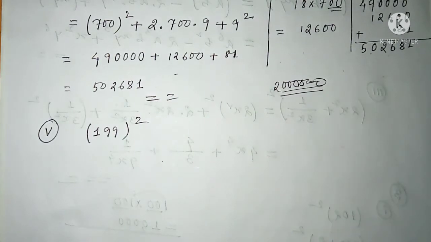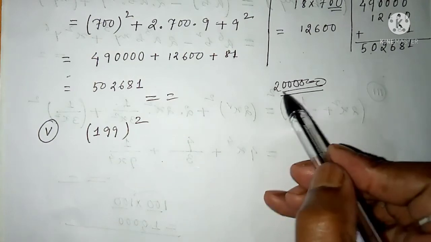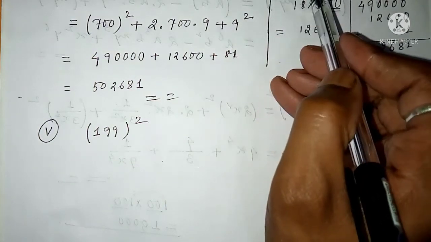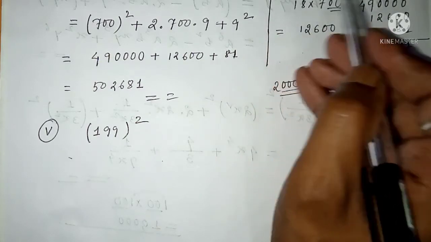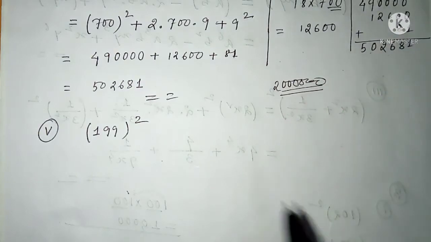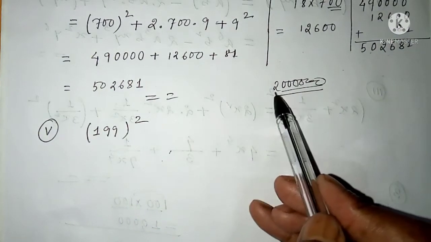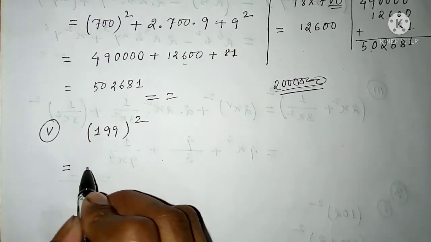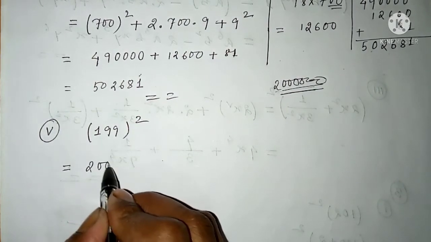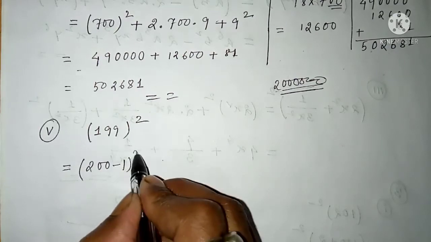So how can I get the zeros? Now the question arises, why make zero? Because when you have a zero at the back side, your calculation is much easier. Verbally you can multiply and write your answer. So that's why we'll try to make it in this form. So here I'm going to write 200 minus 1 whole square.